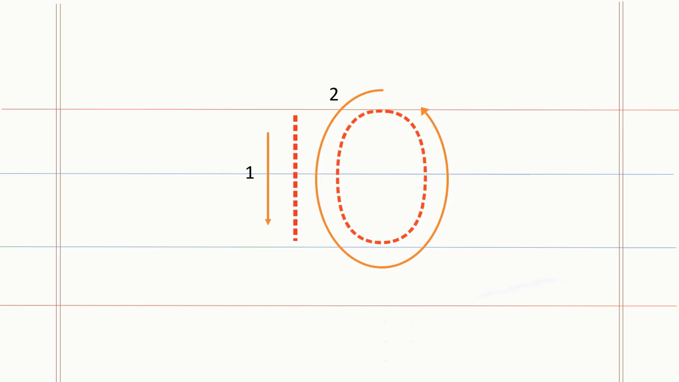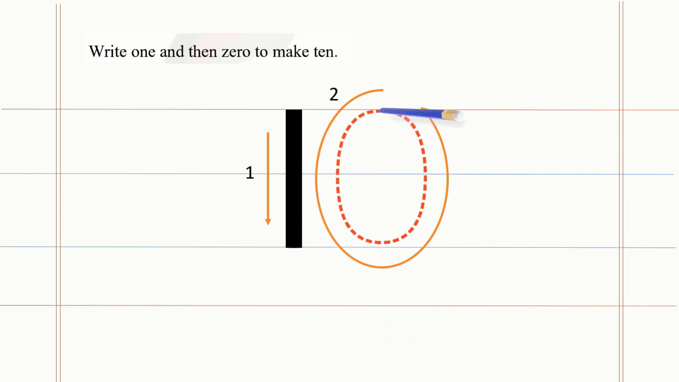Write number 10. Write number 10 on the board and give instructions. Write 1 and then 0 to make 10.